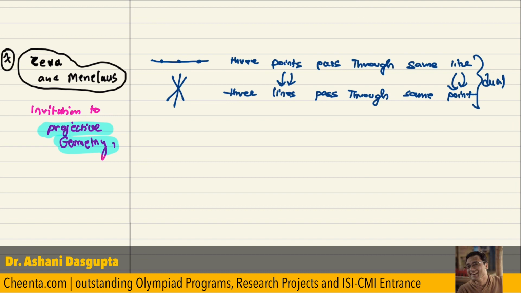But in this particular case, today I just wanted to share with you the statement of Ceva's theorem. So basically, if ABC is a triangle and AD is a Cevian, meaning a line segment joining a vertex with a point on the opposite side. Similarly, BE is a Cevian and CF is a Cevian, and they all pass through the same point T.